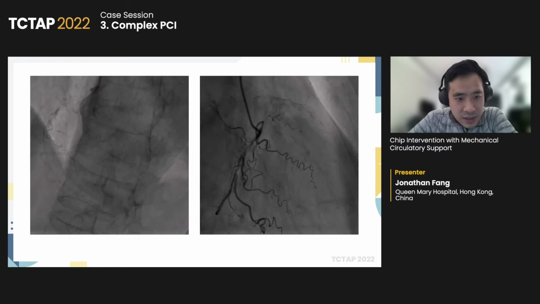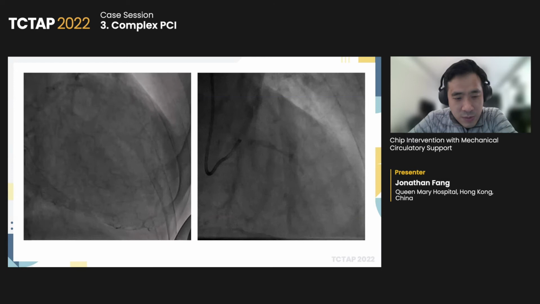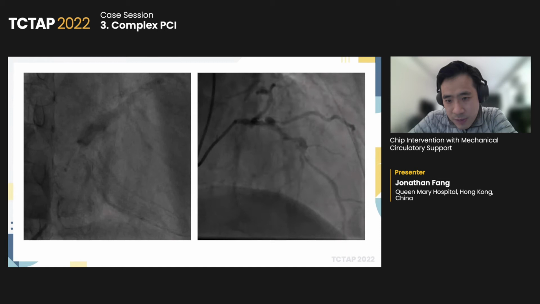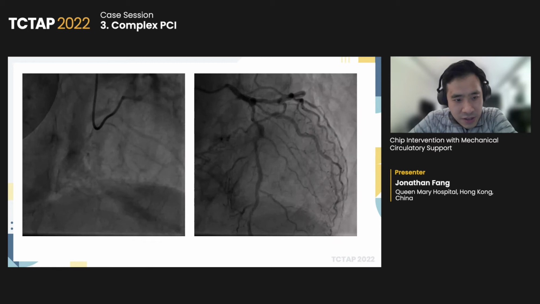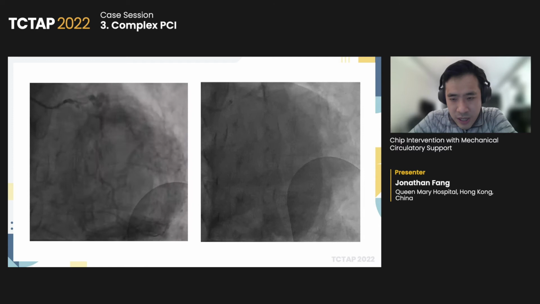This very calcified LAD with an aneurysmal change as well, the circumflex as well. So the first option for revascularization of this patient was coronary artery bypass grafting. So we held a heart team meeting for this patient. However, the surgeons commented that the patient was too high risk owing to his current condition and also age.